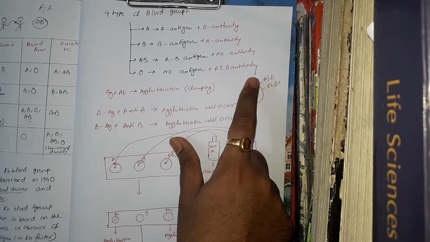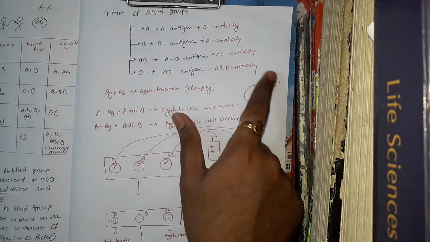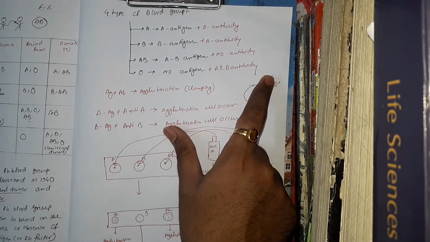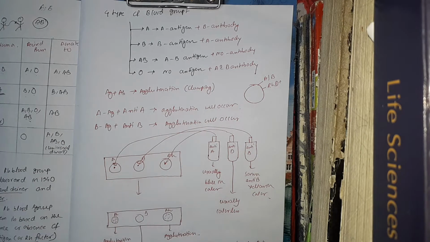If A and B both are present, then the blood group will be AB, and if among A and B both are not present, then the blood group will be O. So that is the fundamentals of the ABO blood group system that was given by Karl Landsteiner.